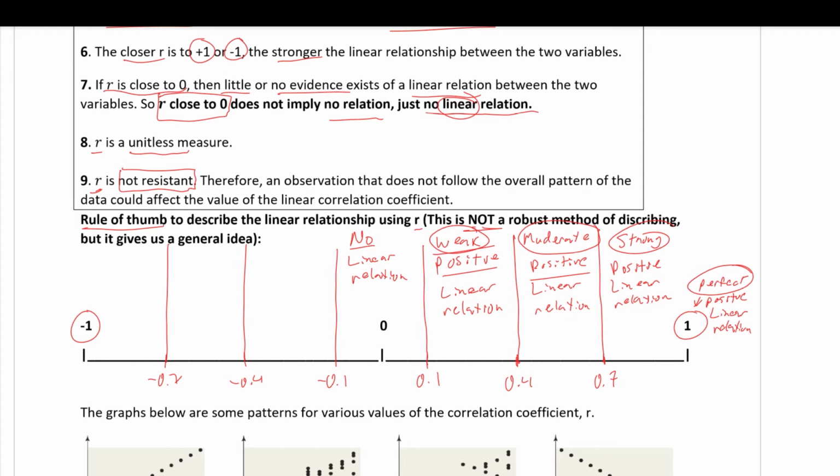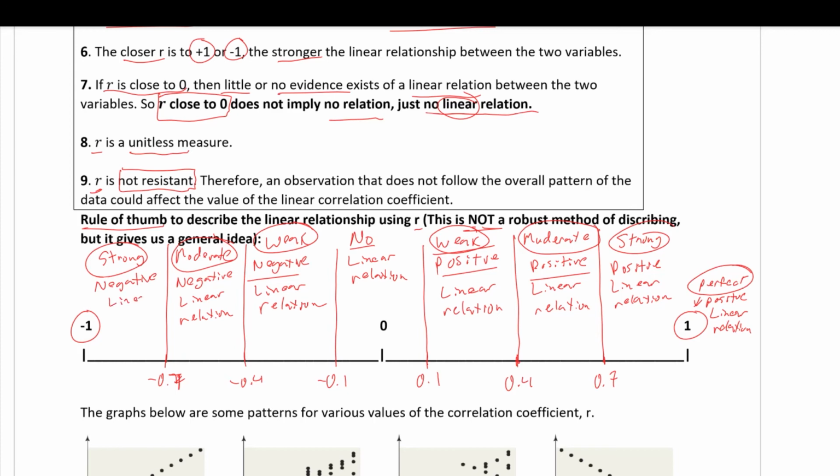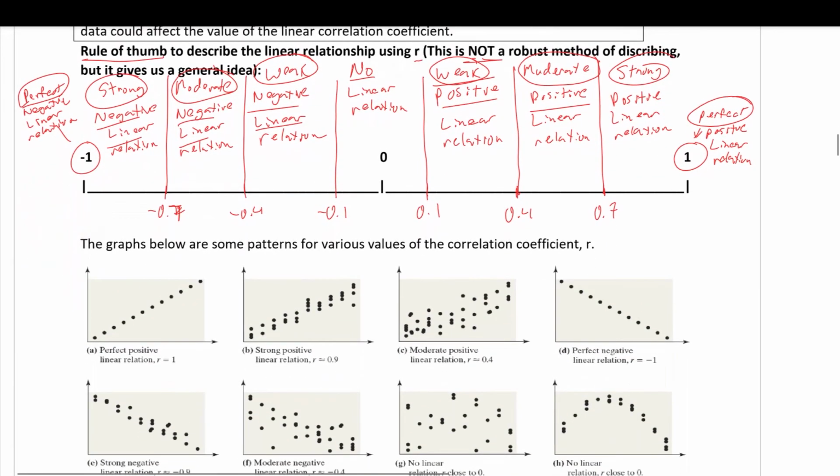And now take a lucky guess what the left side is going to be. Well, between -0.1 and -0.4, it's pretty much a mirror image of the right side, right? It's a weak, not positive but negative, linear relation. Between -0.4 and -0.7, we're going to have a moderate negative linear relation. And of course, over here, it's going to be a strong negative linear relation. And of course, -1 is a perfect negative linear relation. All right, so below here, we have some examples of what that is.